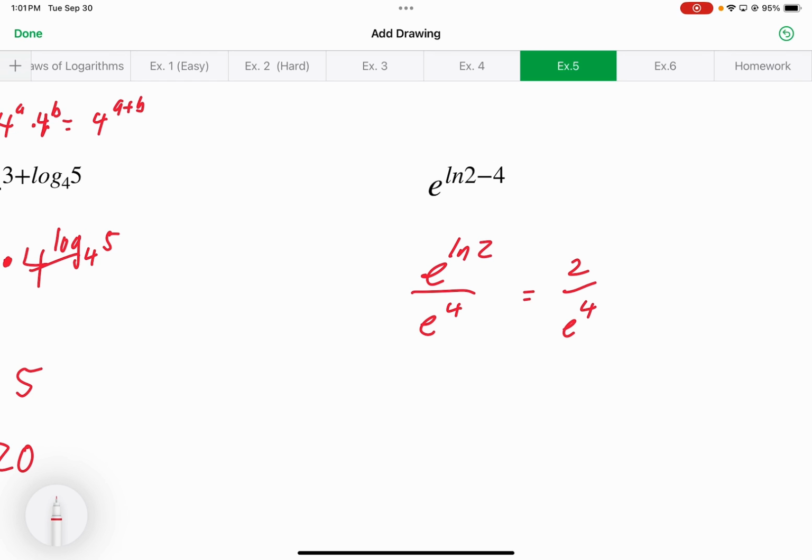Is there anything I can do with that bottom? Now, we don't want to make it a negative exponent, right? So I think we leave it like that. Sound good? Okay, cool. Yay.